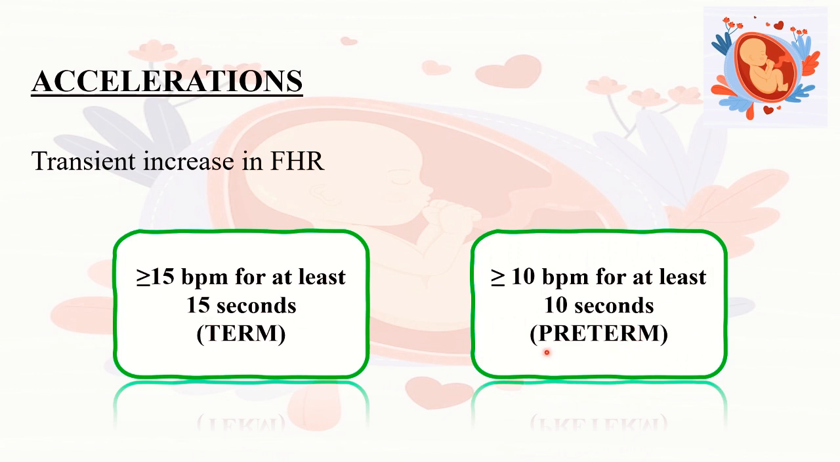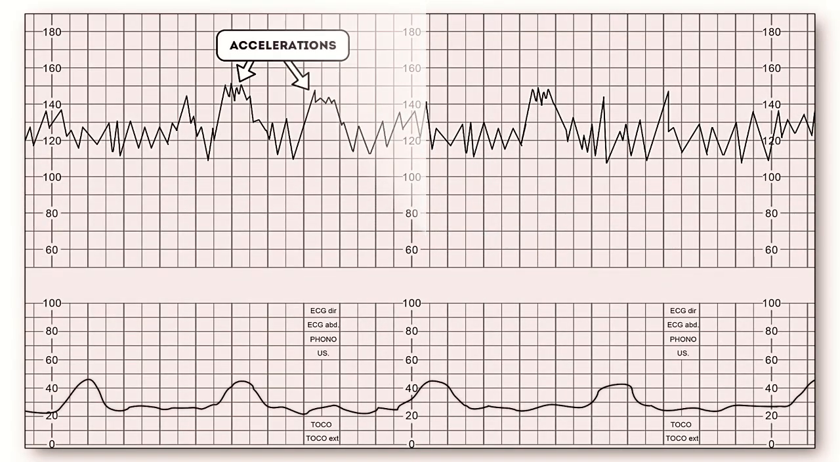While for the preterm babies, if there is an increase in the fetal heart rate of more than 10 beats per minute, and if it is lasting for more than 10 seconds, then only we can consider it as an acceleration. Otherwise, it would go into variability and won't be considered as an acceleration. Let's try to understand the concept of acceleration with an example.